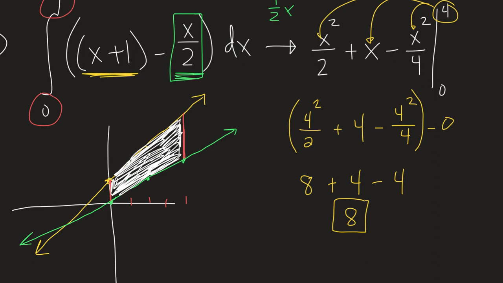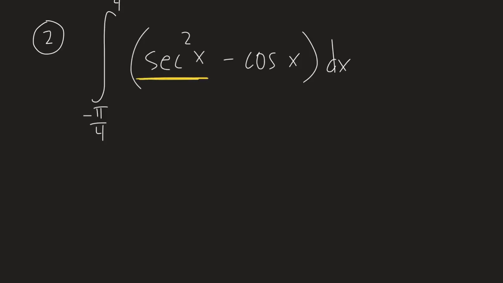Okay, let's look at another, maybe more challenging one. So here's a nice trig one. We have the integral from negative pi over 4 to positive pi over 4 of secant squared x minus cosine x. According to our formula, the secant will be the one above because it's the top minus the bottom, and the cosine will be the one below. So just do a little sketch real quick. See if you can remember how to sketch these graphs.